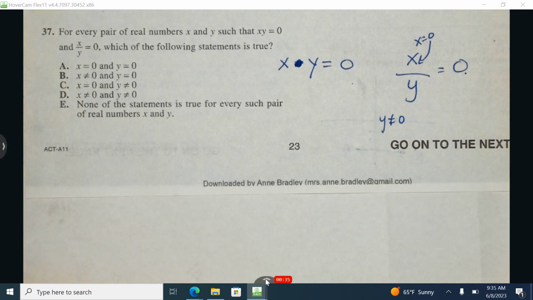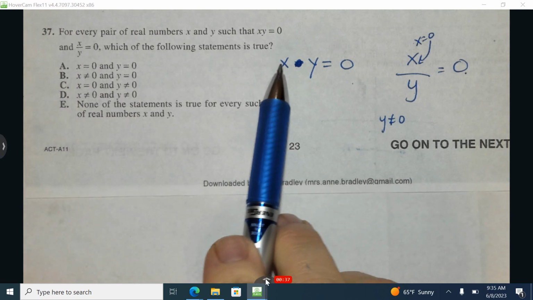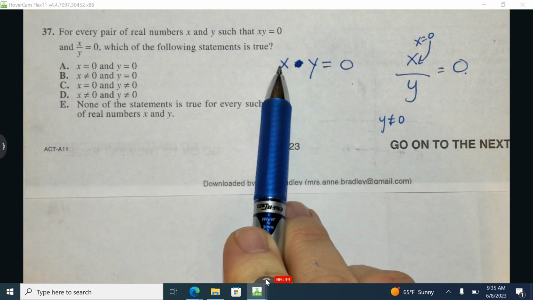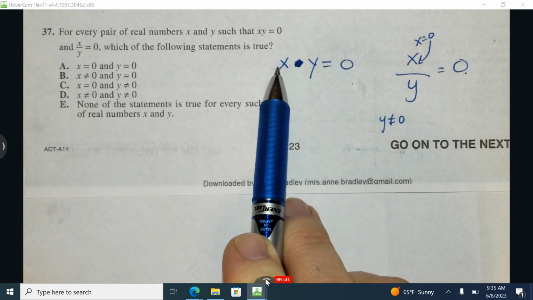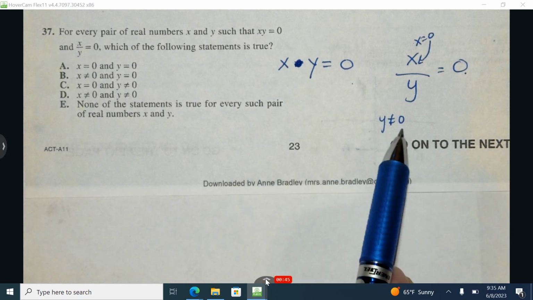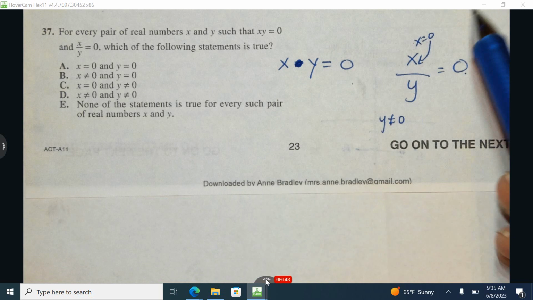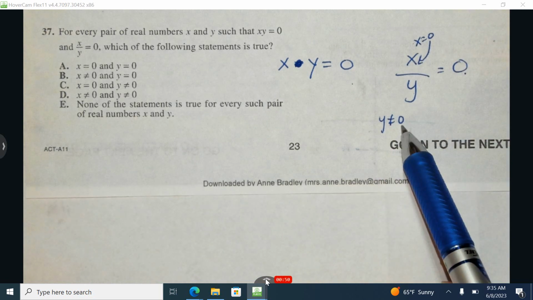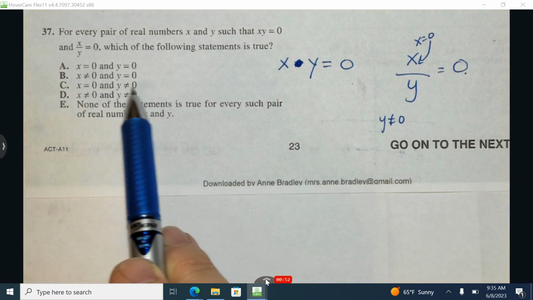Let's say y is 1, for instance. It's anything but 0. Is this also true? If x is 0 and y is 1, 0 times 1 is 0. Yes, in fact, 0 times any number is still 0. So both are true when x is 0 and y is not 0. Correct answer is C.